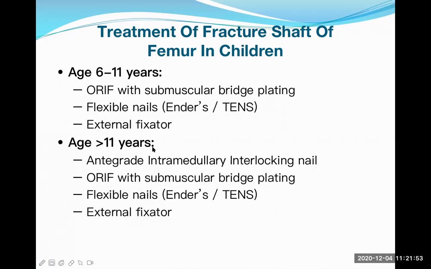When age is more than 11 years, it is a bit like adult type of treatment. Antegrade intramedullary interlocking nail, open reduction and internal fixation with submuscular bridge plating, flexible nail, Anders or TEN, though we do not go for this in adults, but still in children it can be considered. External fixator as the last option, especially in case of compound fracture.